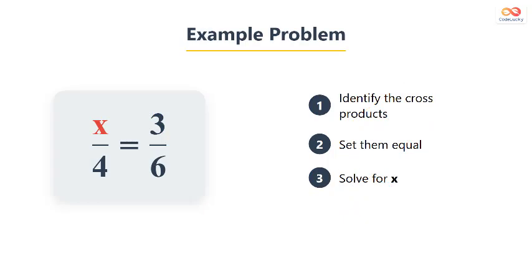Let's try a simple problem to see how this works. We have the equation, x over 4 equals 3 over 6. Our goal is to find the value of x. To do this, we will identify the cross products, set them equal to each other, and then solve for x.